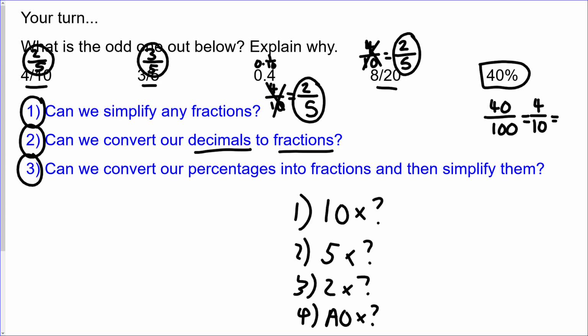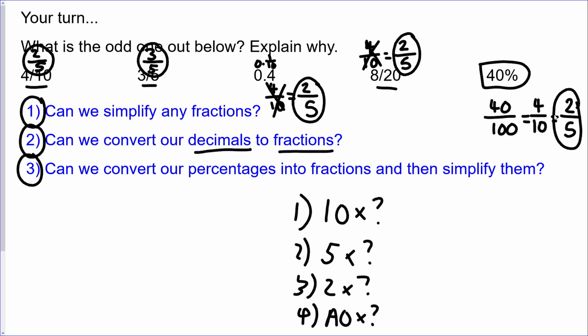Now I try and simplify it further. Do they both go into the 10 times table? No. Into the 5 times table? No. Into the 2 times table? Yes. 4 divided by 2 is 2, and 10 divided by 2 is 5. So I've simplified it fully here. Now I look across my values. Now I have got 2/5, 3/5, 2/5, 2/5, and 2/5.